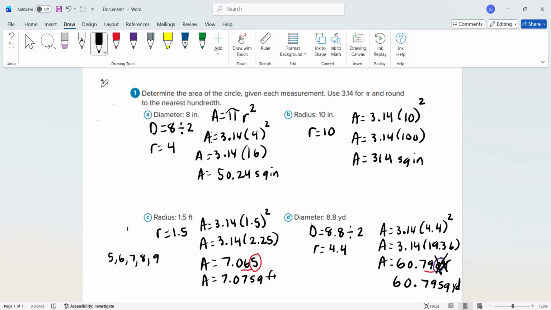Okay? So for each one of these problems, as you saw, if it's the diameter, I have to divide it by 2 to give me my radius. Once I have my radius, I put it in for r, we square it, and we multiply it times 3.14. If they give me the radius, well, just take your radius, put it in for r, square it, and multiply it times 3.14.